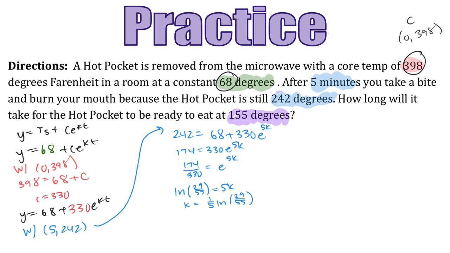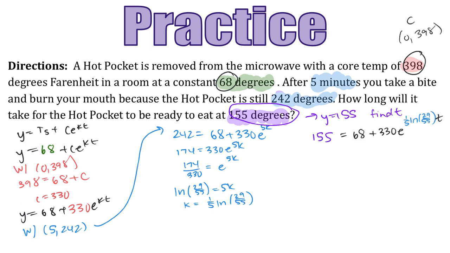So after we plug in that 5, 242, we can isolate the E term, and then we can natural log both sides to find that K is going to be 1/5 times the natural log of 29 over 55. And then we can plug this information in and set Y equal to 155 to solve for T. So we're going to find T. So here's the setup for that. And then you can go ahead and pause the video and work through the solving.